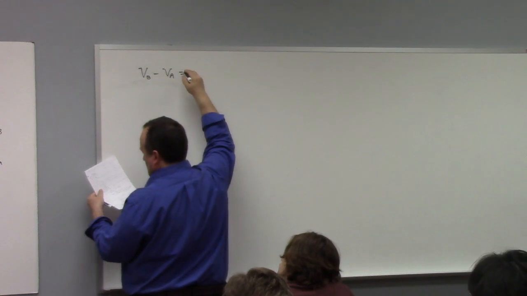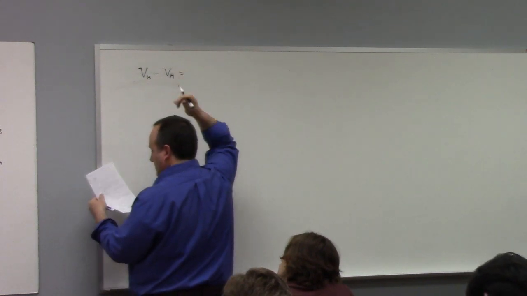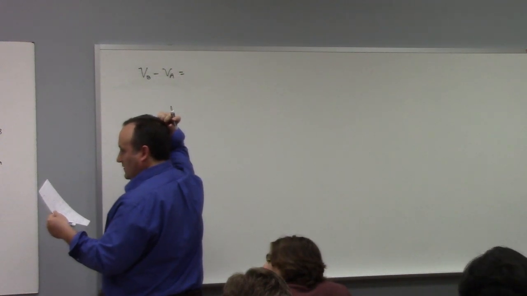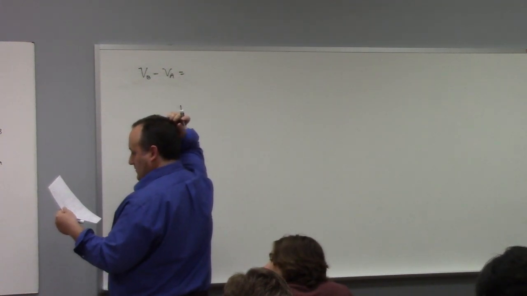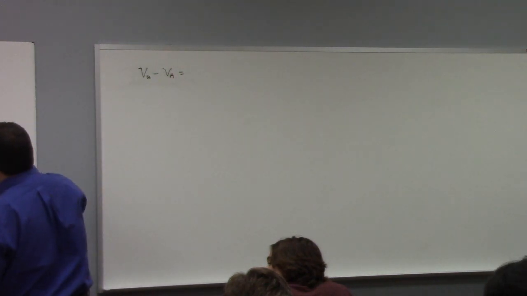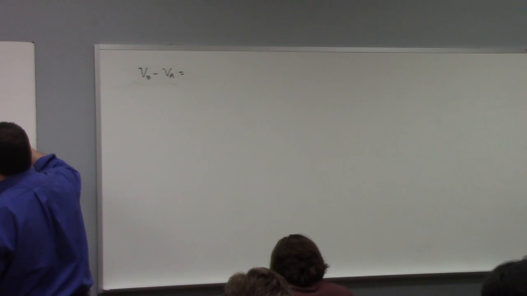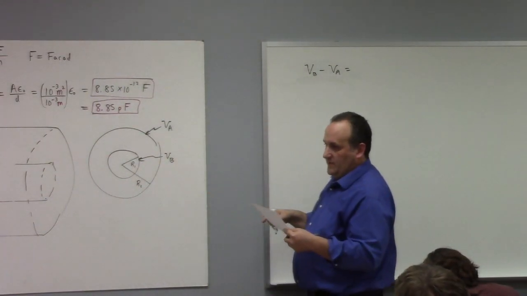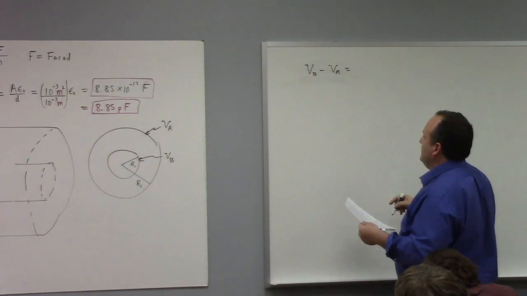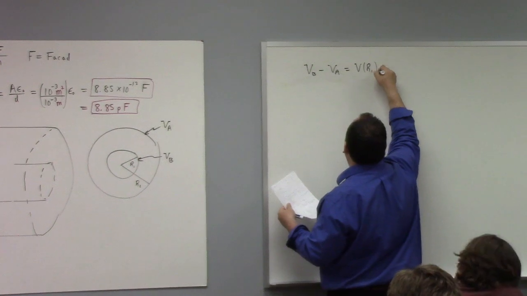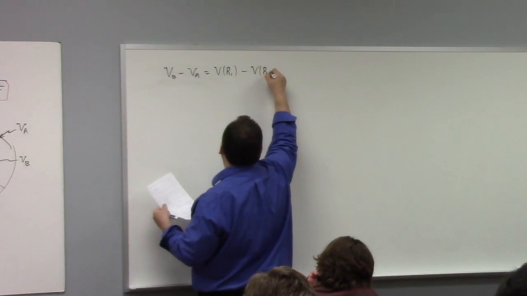Just a second, did I label them the same way? Voltage at R1. Oh, hold on, I need to be consistent in my labeling. I made B the inside one and A the outside one in my picture, so let me stick with that. So VB minus VA is V at radius 1 minus the voltage at radius 2.